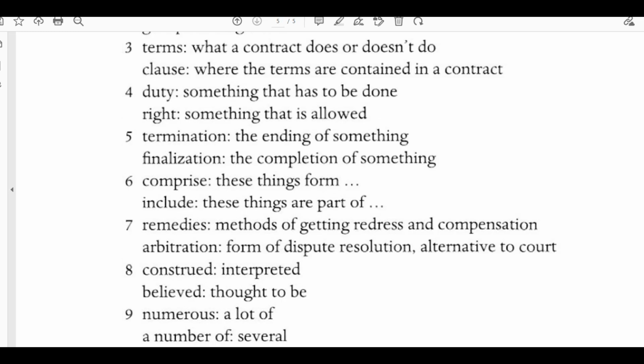Six, comprise and include. Comprise, these things form; include, these things are part of. Seventh, remedies and arbitration. Remedies, that's the methods of getting redress and compensation. And arbitration, that's a form of dispute resolution and an alternative to court. Eight, construed and believed. Construed, that is interpreted; believed, thought to be. Ninth, numerous. That's a lot of, many. A number of, this is several.